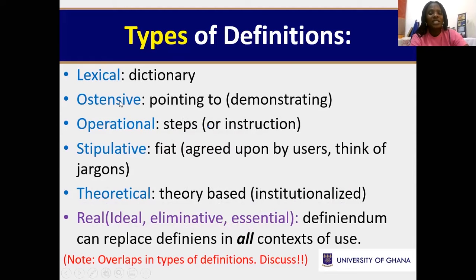Okay, extensive definition is when you point to make meaning. So sometimes you don't need to talk plenty. COVID-19, we talk a lot, I think, all of us included. I think sometimes we should just give pictorial evidence to people to see what COVID-19 is.